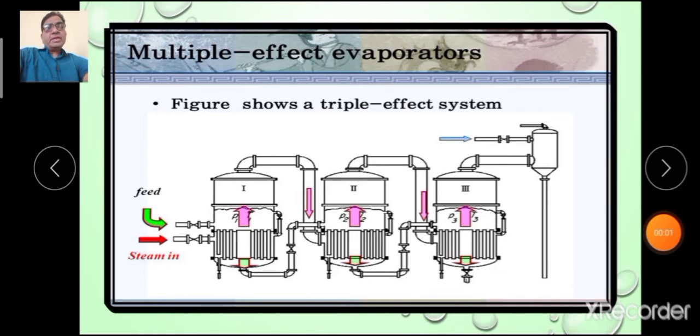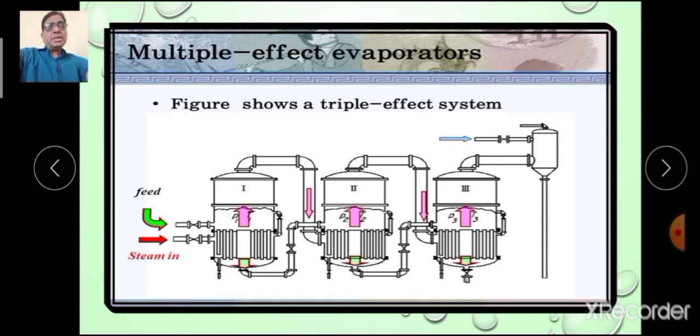Now the feed, that is the juice. This is the feed. Juice enters. It is forced into the first evaporator. The juice passes from the bottom to the second evaporator. Again here it is forced and passes to the third evaporator. This is the way of passing the juice through the evaporators.